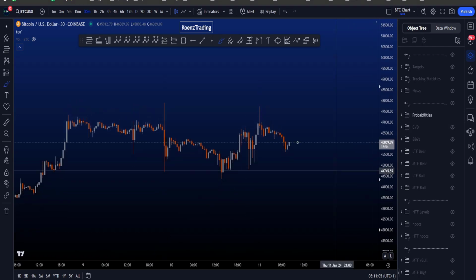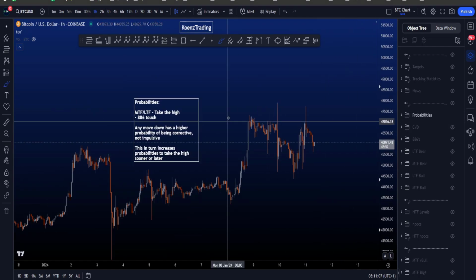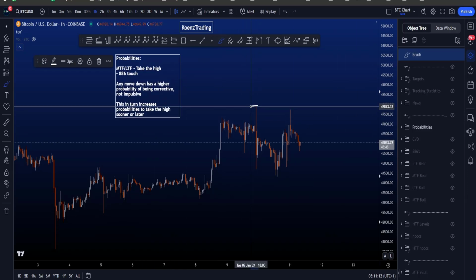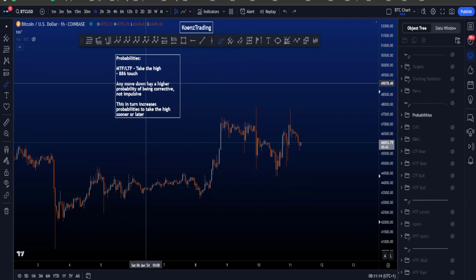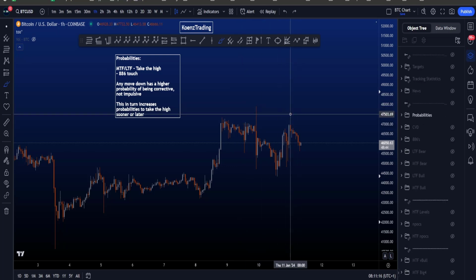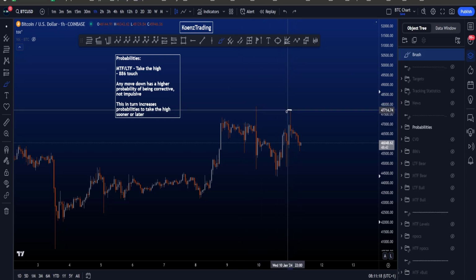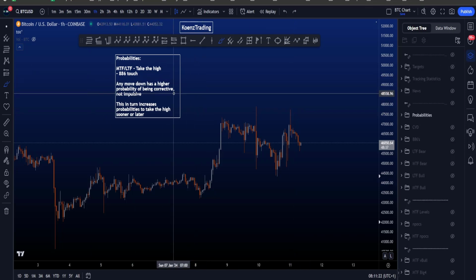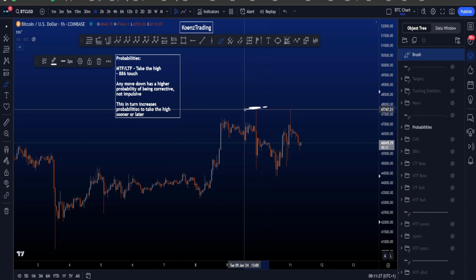If you then look at the probabilities of the different scenarios, then on the medium time frame as well as the low time frame, we are looking for this high to be taken sooner or later because of the 886 touch over here. Any move down from the 886 has a higher probability of being corrective, not impulsive, which therefore in turn increases the probabilities to take this high sooner or later.